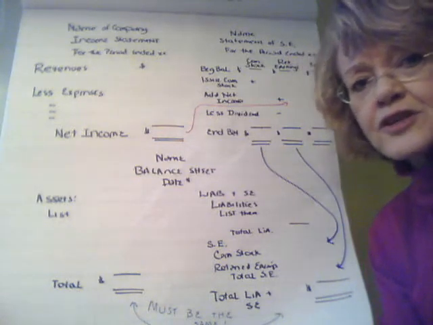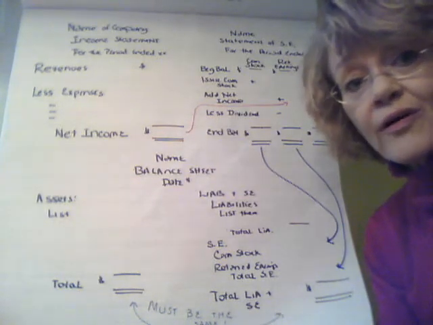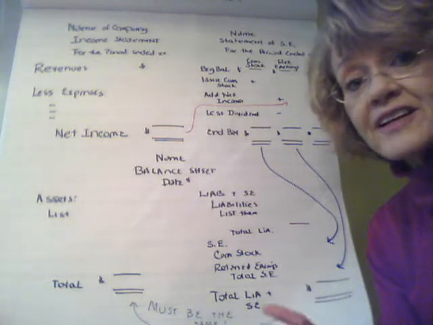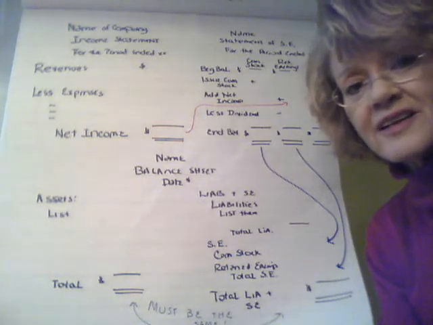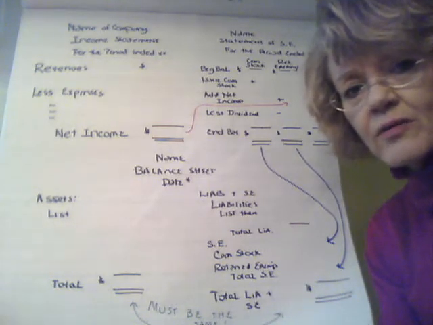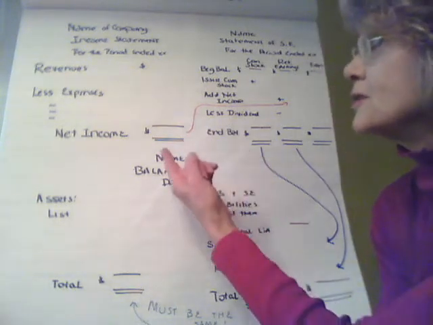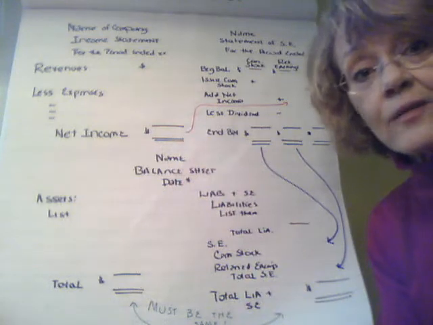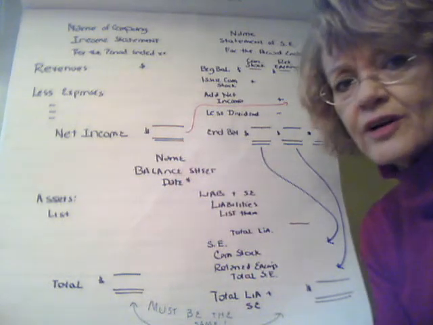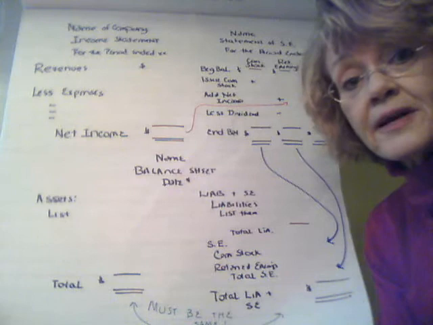So the first statement that you do, and you do them in this order, and you only have things go on one statement unless they're calculated. If you can remember that, that's going to help you a lot. The first statement you're going to do is the income statement. And what did we say that showed? The profit or loss of the company.